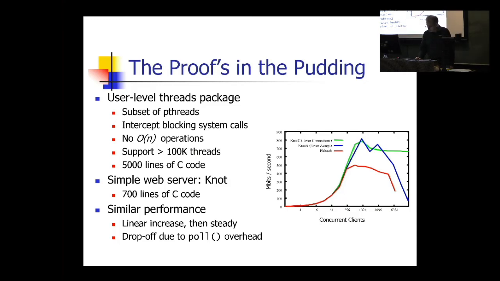Okay, so Haboob is the red one. It was event-based. And then there were two variants of Knot. There was Knot-A and Knot-C. Knot-A favoured accepting new requests whenever one came in. Okay. Whereas Knot-C favoured completing existing connections rather than accepting new ones.